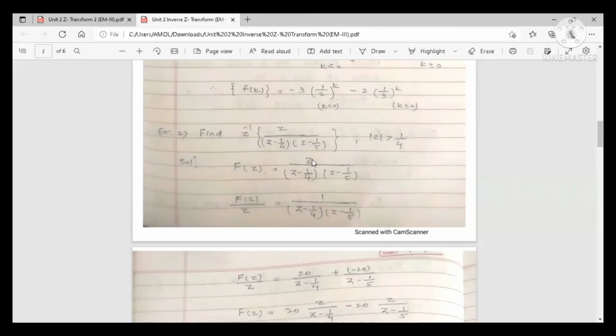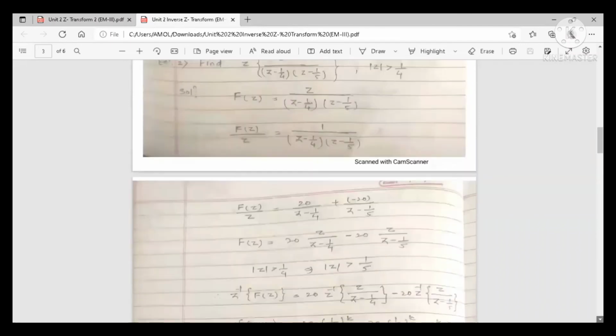Here, the degree of numerator is 1 because the power of z is 1. The degree of denominator is 2 because if we multiply these two bracket terms, we have a quadratic expression and its degree is 2. So here the degree of numerator is less than the degree of denominator. So we can perform the partial fraction method. And we do the partial fraction of f of z upon z and not of f of z. So you shift this z of the numerator to the LHS, so that we have f of z upon z equal to 1 upon z minus 1 by 4 into z minus 1 by 5.